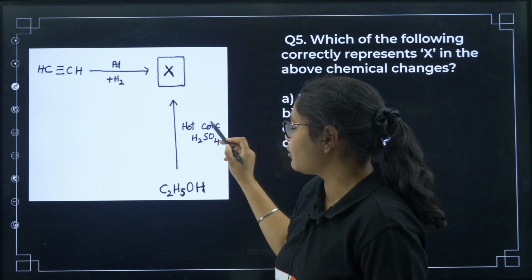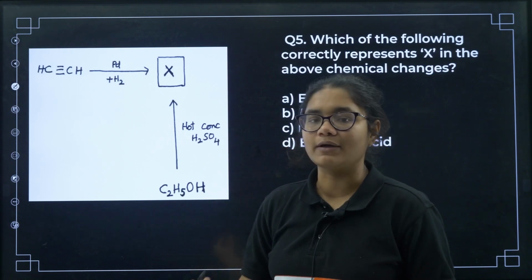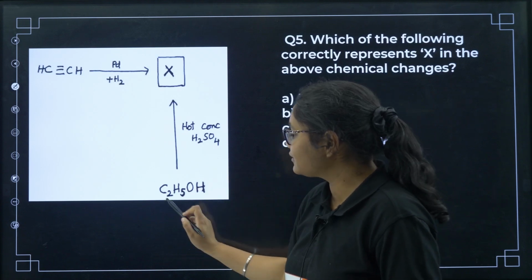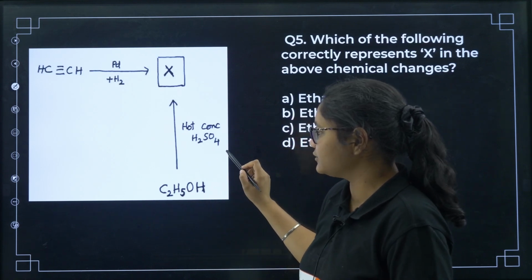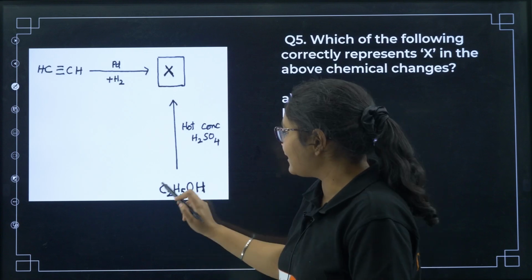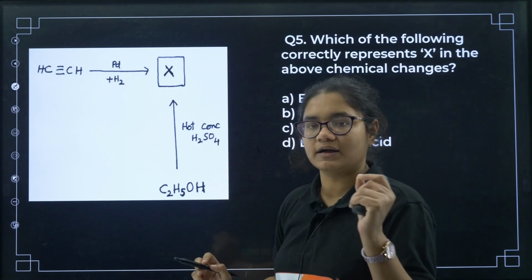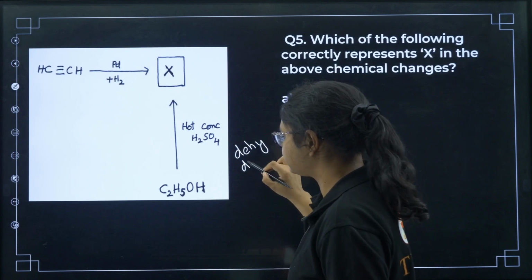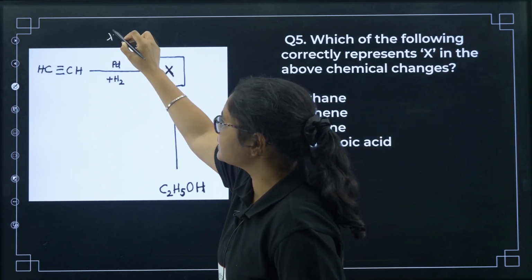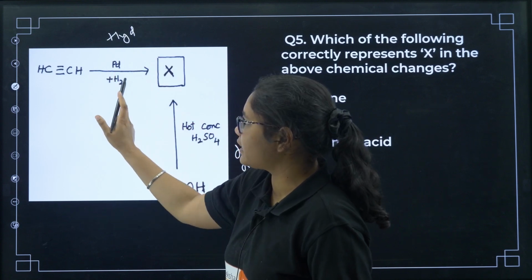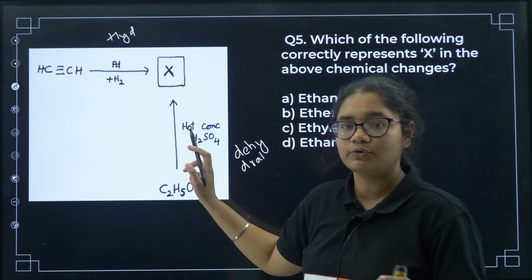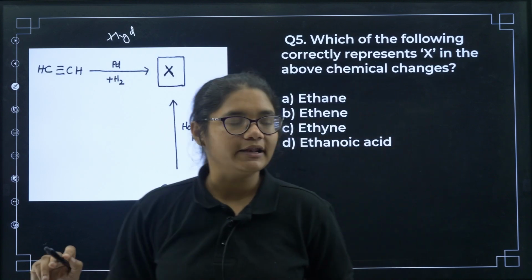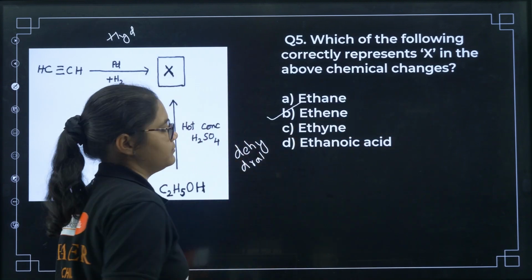On that, if you add hot concentrated H2SO4, it gets converted to alcohol. So that indicates that if you react this molecule with hot concentrated H2SO4, you will also get X. So alcohol on treatment with hot concentrated H2SO4, this reaction is nothing but dehydration, right? And this is your hydrogenation. So if you add one equivalent of H2 to an alkyne, it will give you an alkene. And similarly, if you dehydrate ethanol, you will get ethene. So the correct answer here will be ethene, that is option number B.